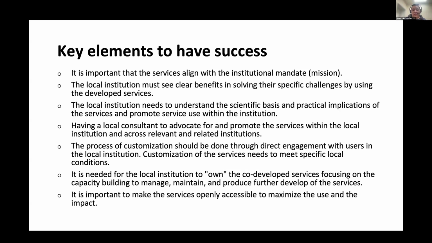And finally, it is important to make the services openly accessible to maximize the use and the impact that we can have. In this element, BYU is working on a social impact project to go even further with this type of project.